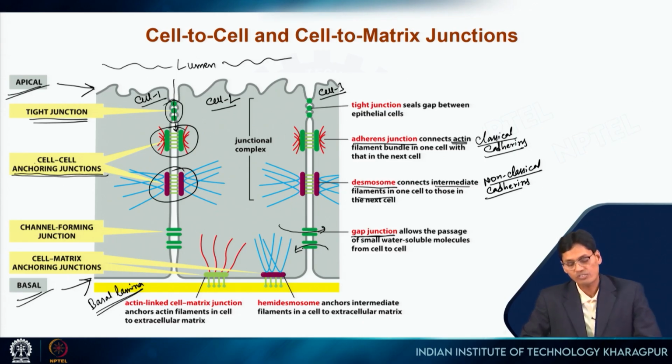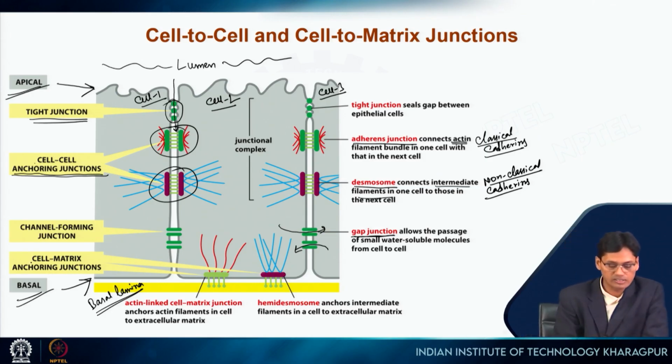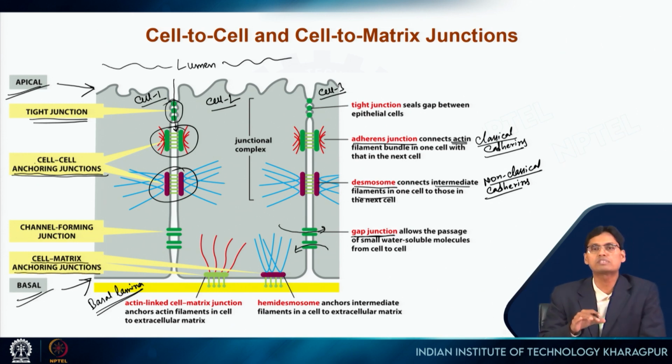And apart from this cell to cell junction, whatever I mentioned, 4 types of cell to cell junction I already mentioned. One is tight junction, adherence junction, desmosome, and gap junction. And also we have some cell matrix junction. So as I already mentioned, that the epithelial layer should be attached to some substratum, some kind of layer called basal lamina. So as you can see in this case, for example, this cell matrix junction, this is actin linked cell matrix junction.